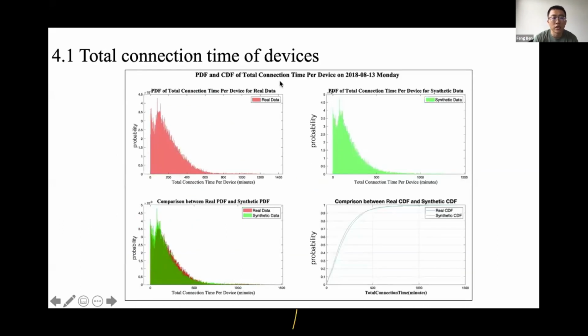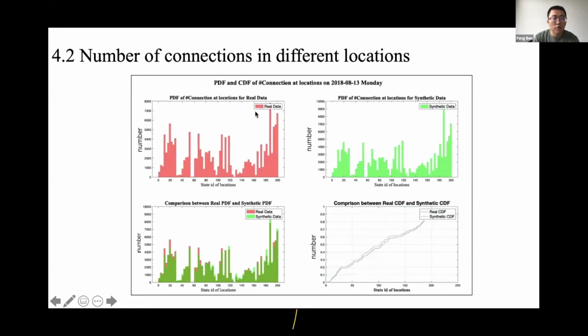For the total connection time for devices, the right one is the distribution of empirical data. The green one is the synthetic data. We can see that these two are very similar through the cumulative distribution function. These two distributions are regarded as the same according to our test result, and all of the 14 days are the same. For the number of connections in different locations, the conclusion is the same as for the total connection time distribution. No matter weekdays or weekends, the synthetic data has a similar distribution to the empirical one.